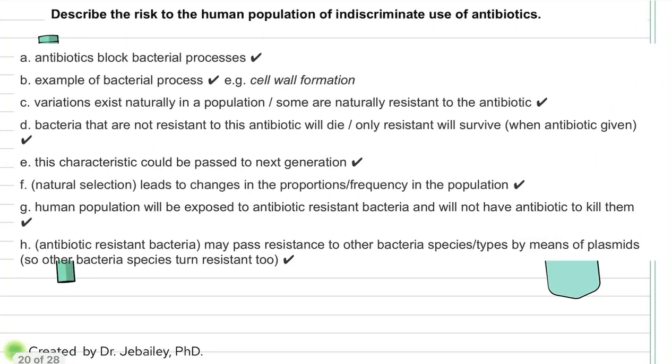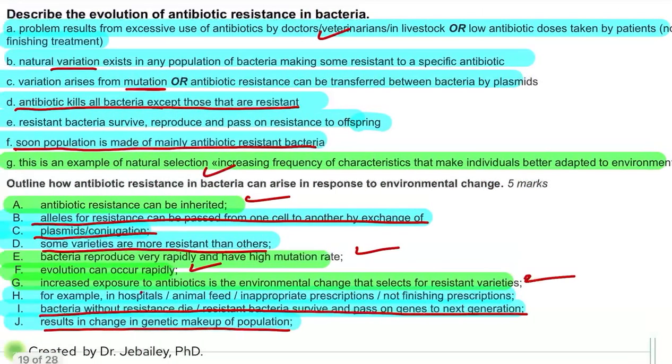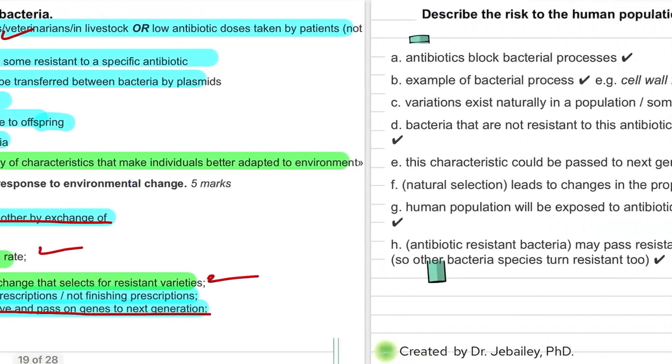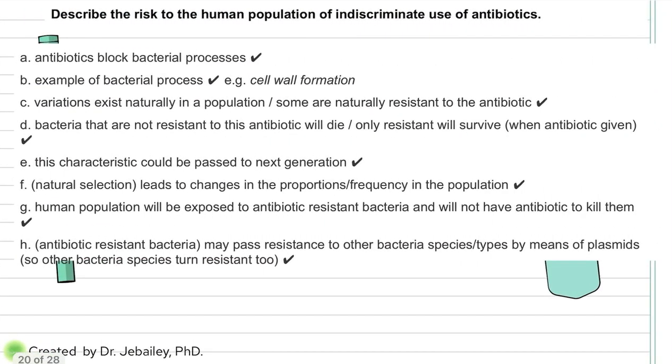Now, here is another question that is asking exactly the same thing. But here, it doesn't use the words as these do right here. I'm going to show you in the highlight. If you look here, it says antibiotic resistance, and here it says antibiotic resistance. These two questions mention it clearly. But on this one, it does not say antibiotic resistance. It just changes the wording, but it's still asking the same thing. Look, it says describe the risk to the human population of indiscriminate use of antibiotics. So it's asking the same thing about antibiotic resistance.